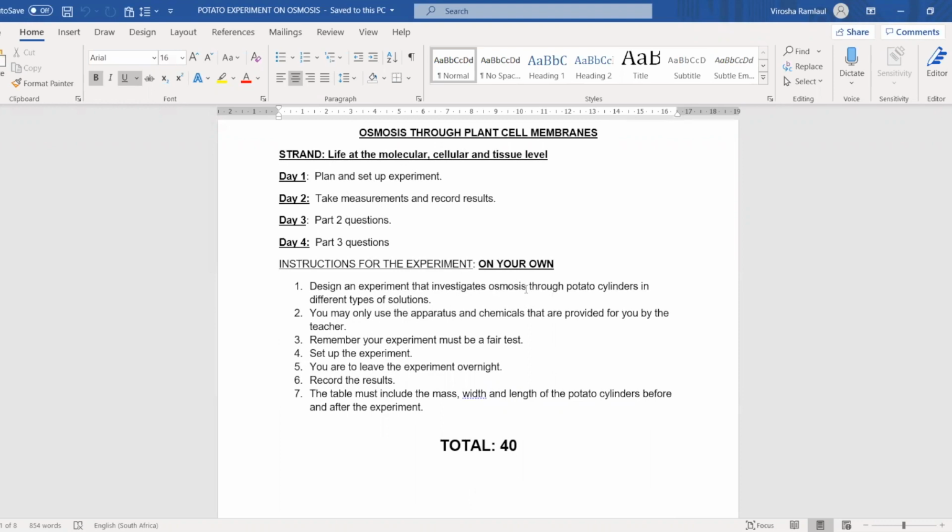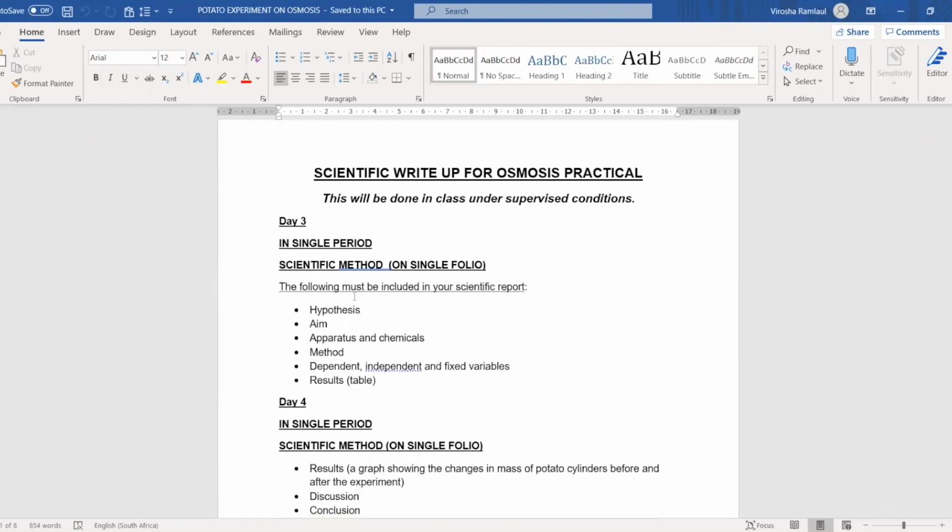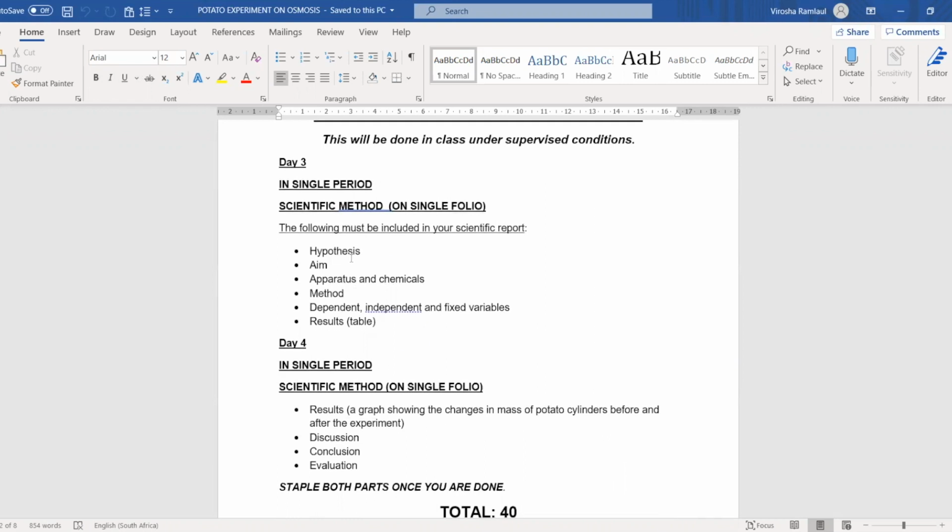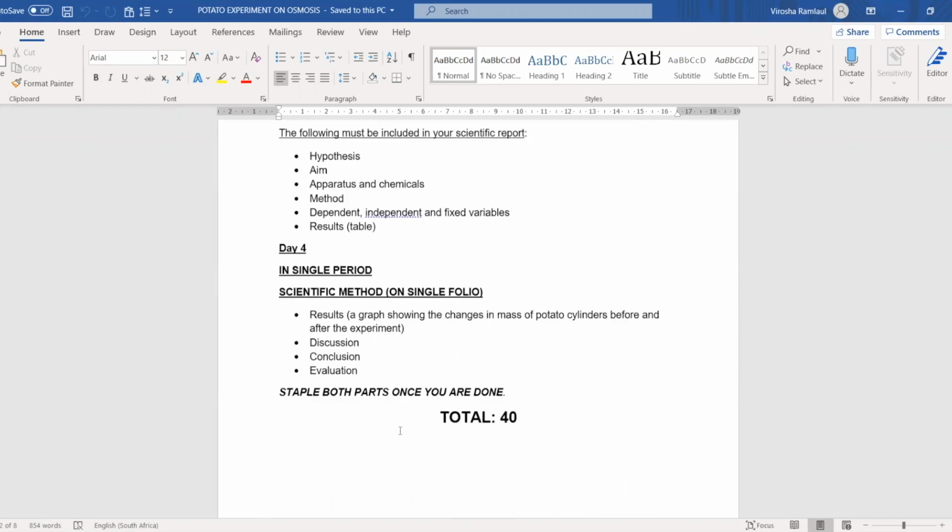Design an experiment that investigates osmosis through potato cylinders in different types of solutions. And it must be a fair test. So here is where you actually get your variables. So the instructions are extremely important. Now, the girls had to write the following things: aim, hypothesis, apparatus, method, the variables, a table, a graph, discussion, conclusion, and evaluation.